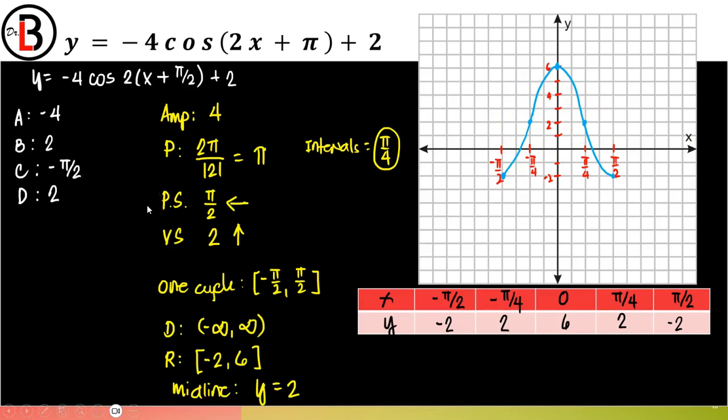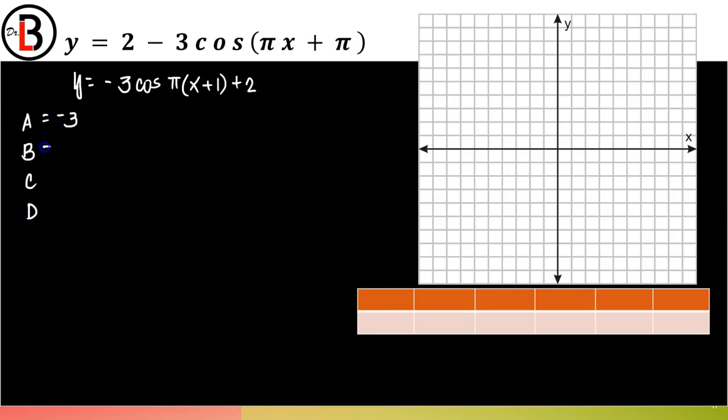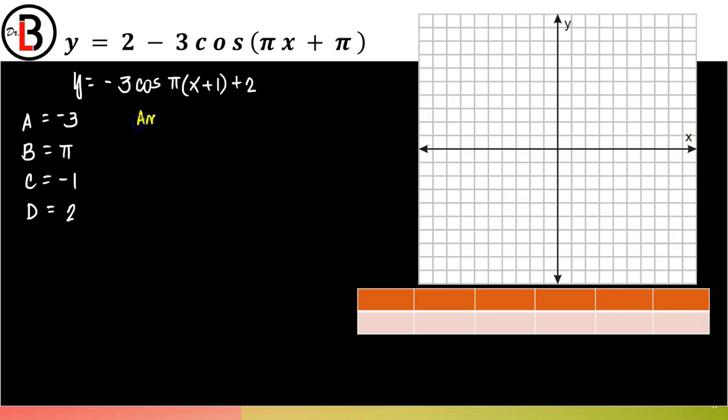Let's go to the last. This one. Maybe for this one we can rearrange this so it looks better. Negative 3 cosine of pi times x plus 1, plus 2. So A, B, C, and D. A is negative 3. B is pi. C is 1. D is positive 2. So for these parts, let's write the amplitude is 3.